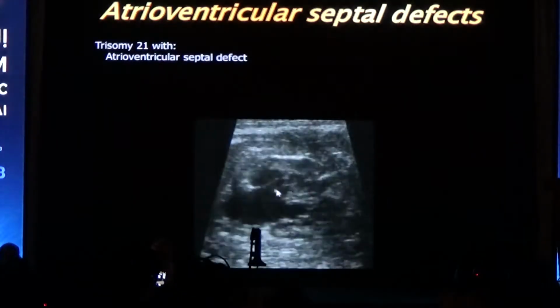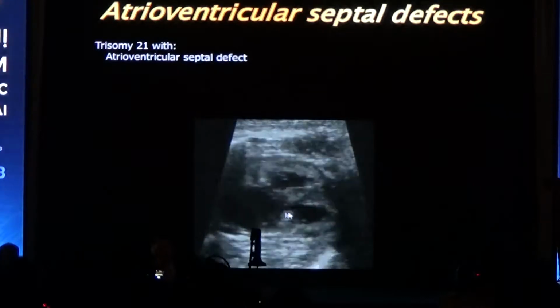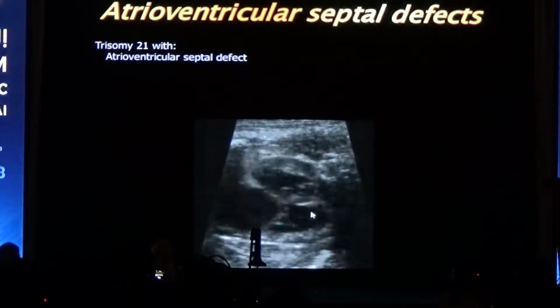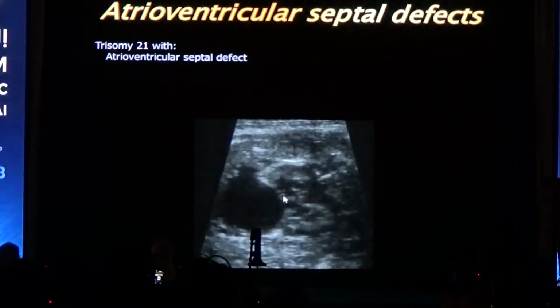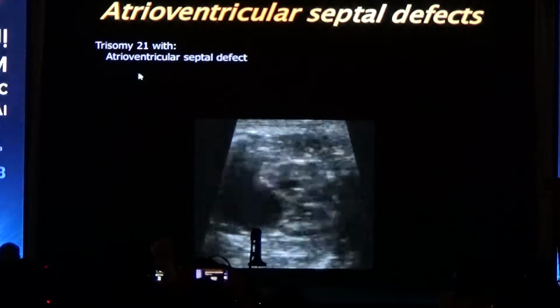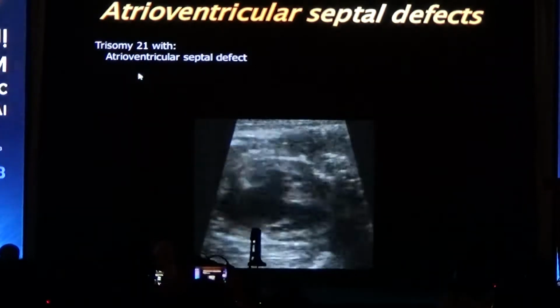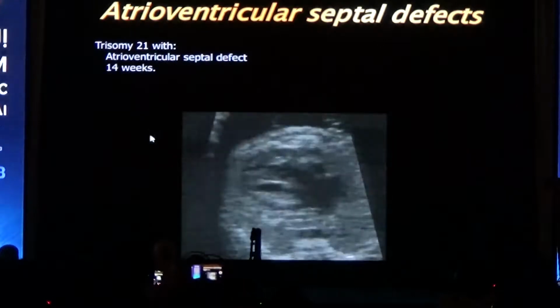So here we have a large septal, large leaflet. You see it's attached here on the side of the septum. This is the complete form in a baby who has trisomy 21. So you find atrial ventricular defect, the complete form. The predominant thinking you have is with trisomy 21.